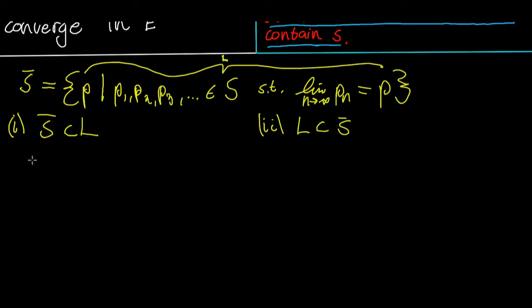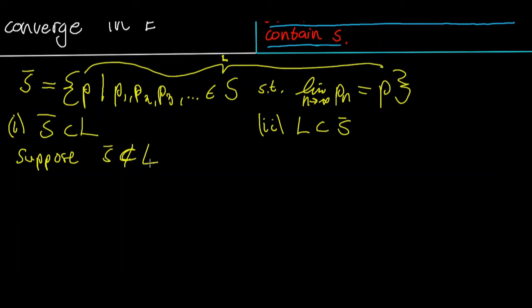Now, we're going to prove this by contradiction. So we're going to suppose the contrary. We're going to suppose the closure of S is not a subset of L. So if we were to suppose the contrary, what does it mean for a set to not be a subset of another set? Well, let's derive what that means based off of what it does mean for the closure of S to be a subset of L. Well, if the closure of S is a subset of L, then that means that every element in the closure of S is also in L.